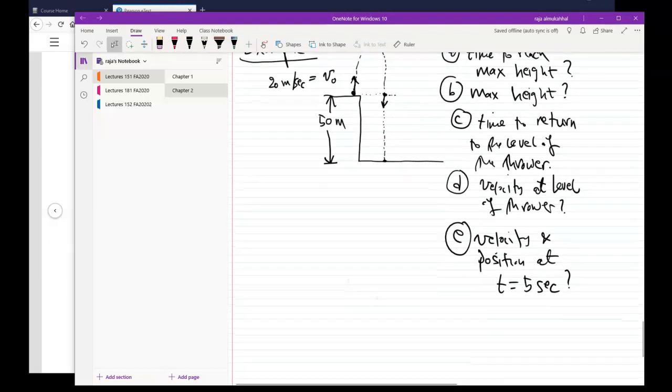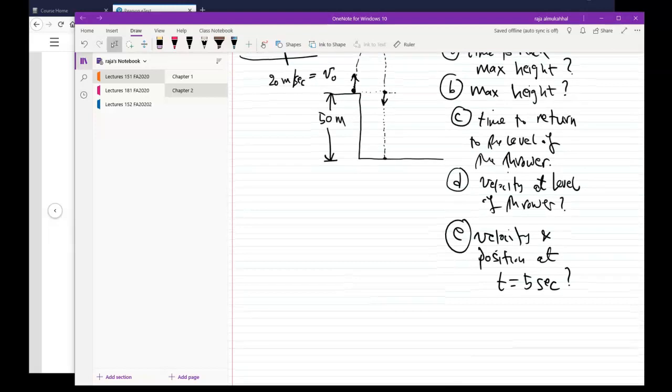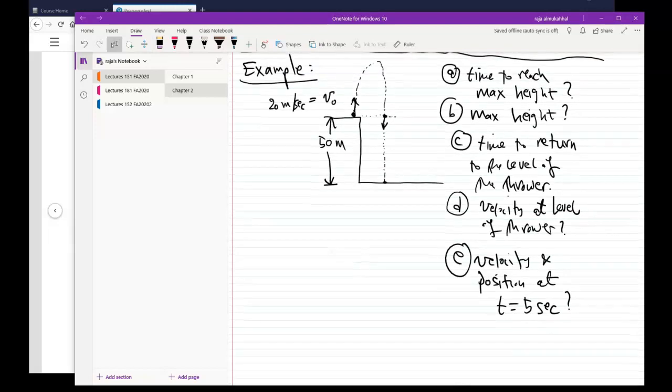So let's start with the first part. He said the time to reach the maximum height. Again, we're going to be using, because the moment you leave the object off your hand, regardless whether it's going up or down, it is in free fall. You see what I'm saying? So the suitable equation to use here is basically the free fall kinematics.